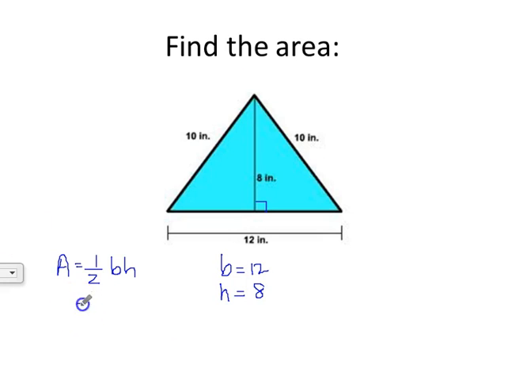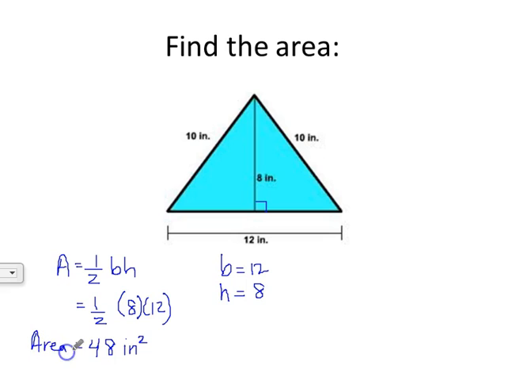All right, let's go ahead and plug our numbers into the formula. 1/2, we're going to multiply 12 times 8. So you can take 12 times 8, you get 96, and divide that by 2 to get 48. And we don't want to forget units. That needs to be for area. It's going to be inches squared.